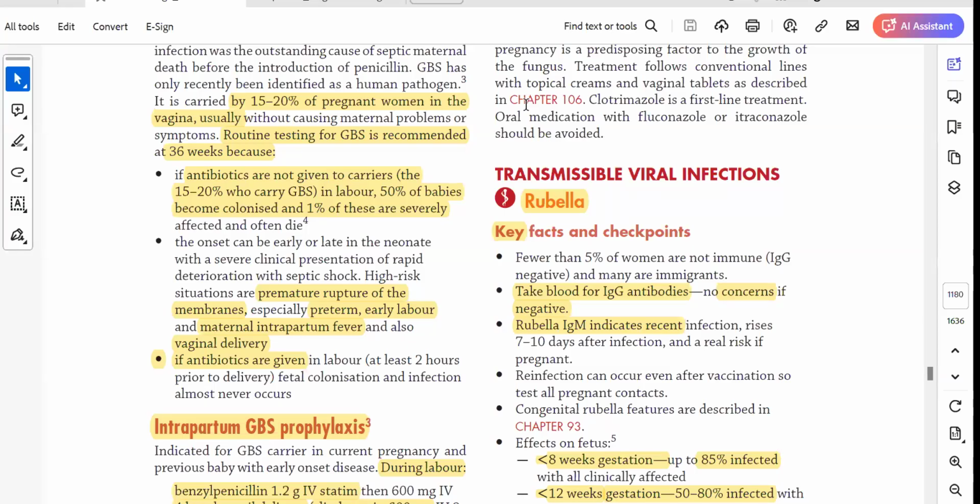So if antibiotics are not given to carriers in labor, so if you don't give antibiotic to a GBS carrier, 50% of babies will become colonized with this bug, and 1% of these are severely affected and can often die.